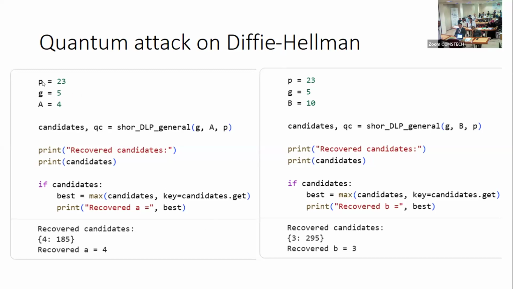So P is 23, G is 5, A is 4, and small a I've been able to get equal to 4. I'm using Qiskit and my own implementation of Shor's algorithm, because Shor's algorithm is not there in the Qiskit algorithms anymore. Shor has been deprecated, so you cannot use the Shor function. You have to write your own program to do Shor, which I'm going to explain in lectures.